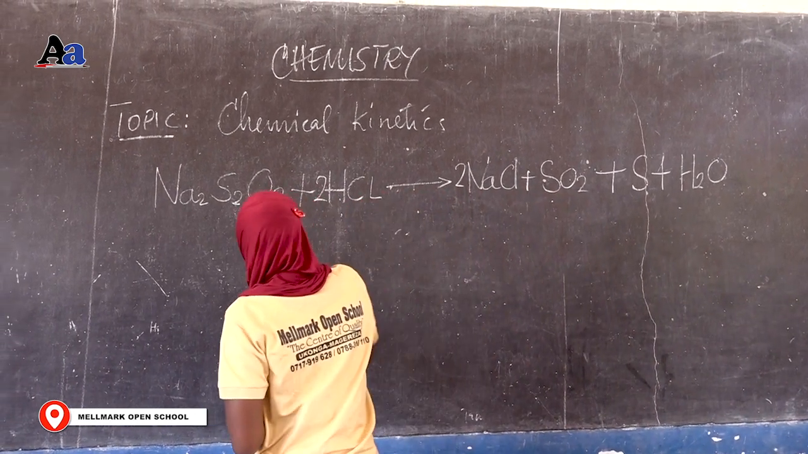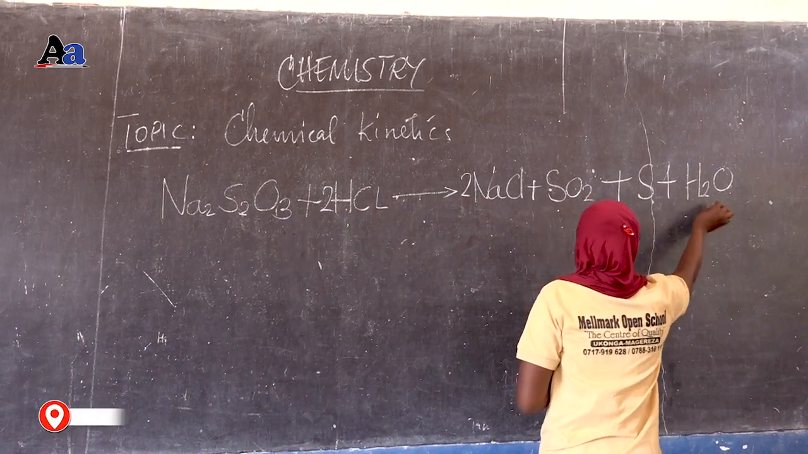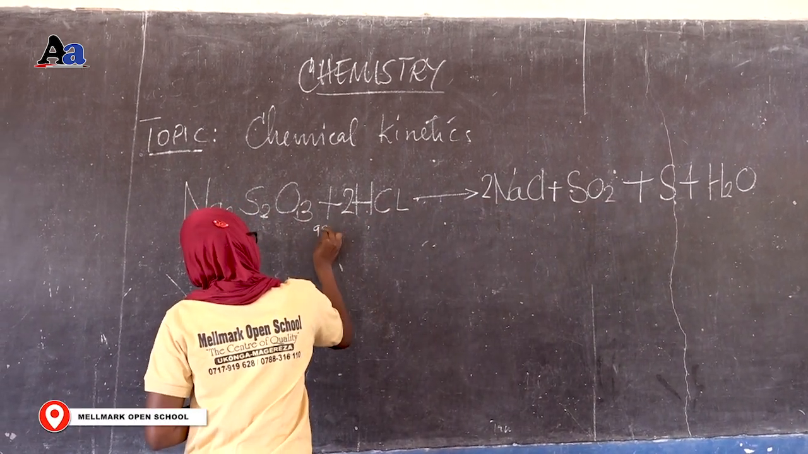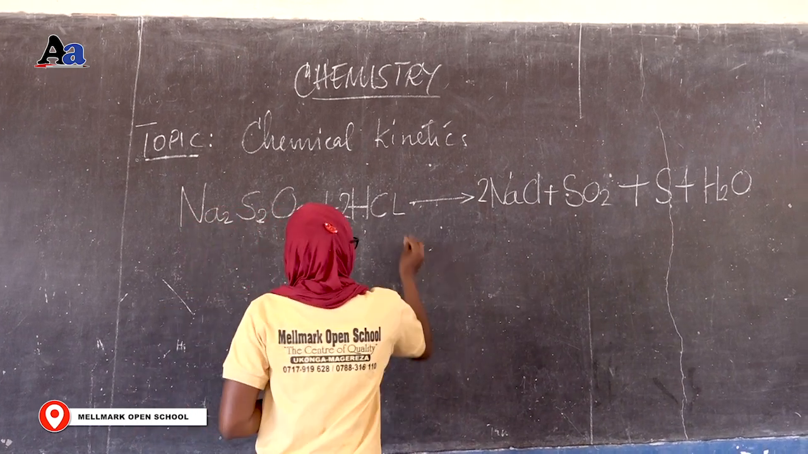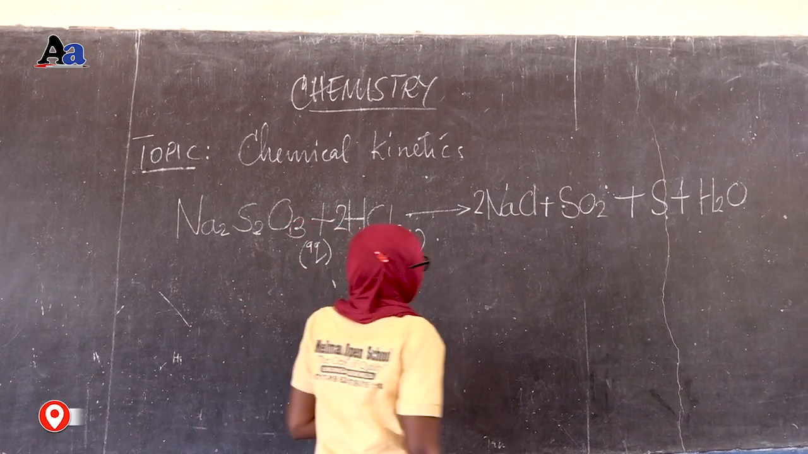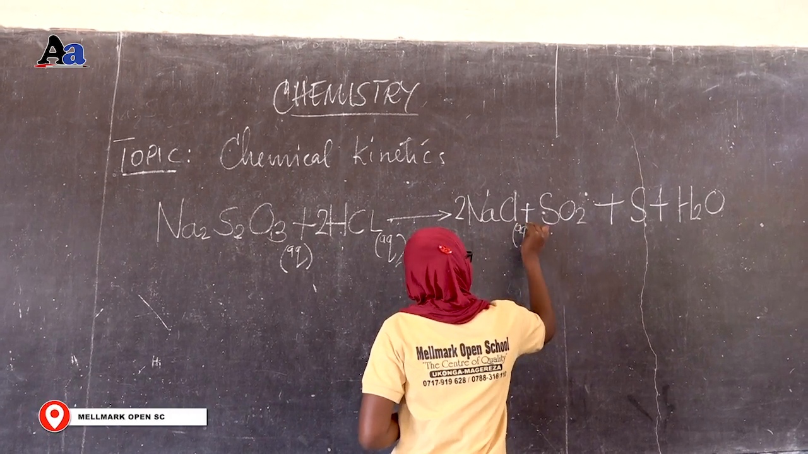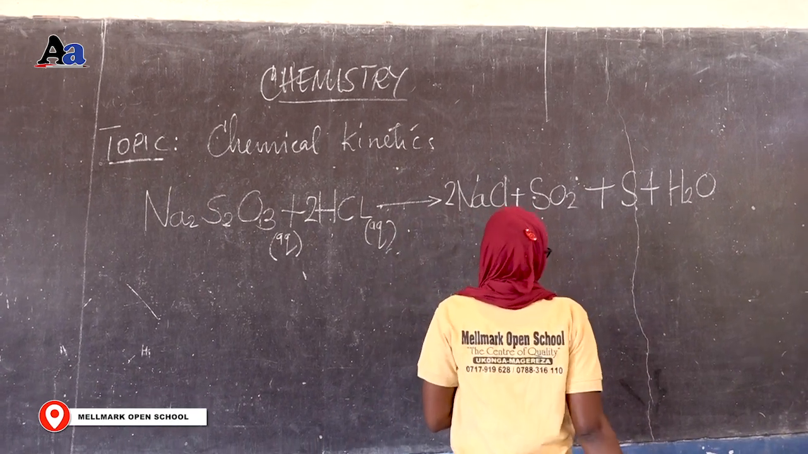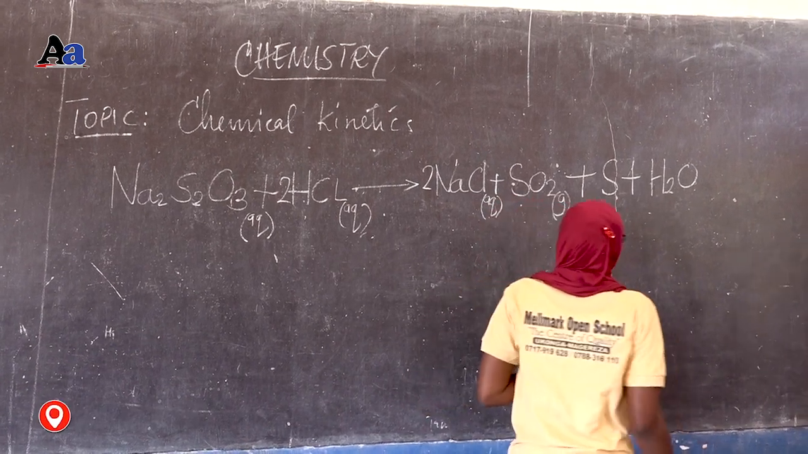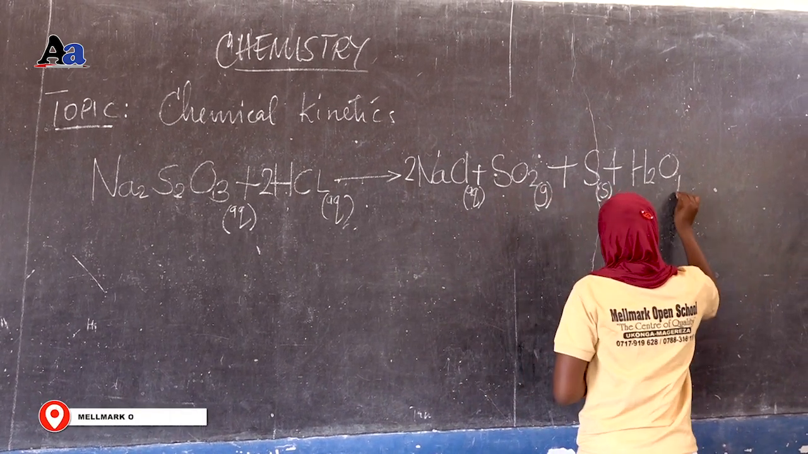Also, we have 3 carbon in reactant side. Also, we have 3 oxygen in reactant side. This is aqueous. Also, HCl is aqueous. Here, sodium chloride is aqueous. Also is known as table salt. This here is gas, sulfur dioxide. Also, we have sulfur here. This is solid. And also we have liquid water.